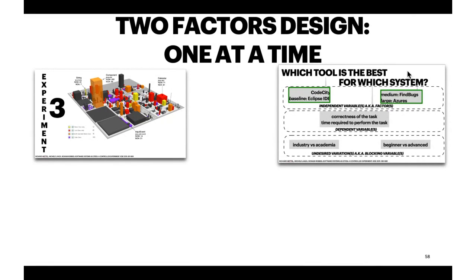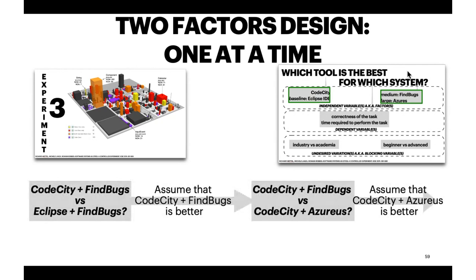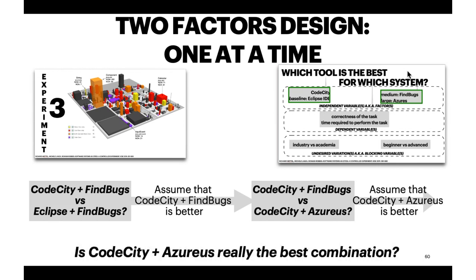So in terms of our example, how would it work? Let's say we first focus on finding bugs, and we decide whether CodeCity or Eclipse is better. Assume that CodeCity is actually better. Then we fix CodeCity and apply it to find bugs in Azureus. In this case, let's say we assume that CodeCity and Azureus is better. However, we don't really know that CodeCity and Azureus is really the best combination, since there is a combination of Eclipse and Azureus we have not considered.